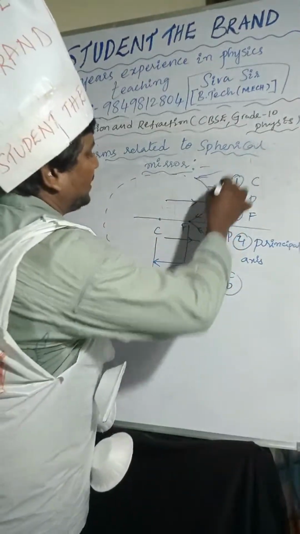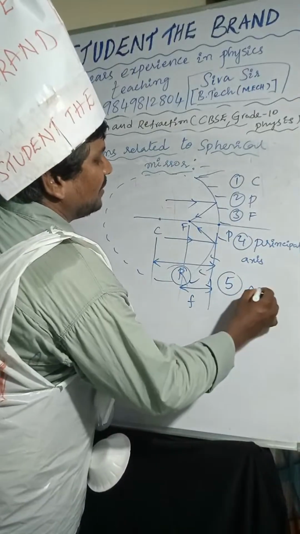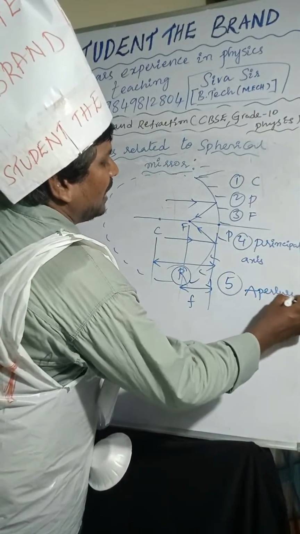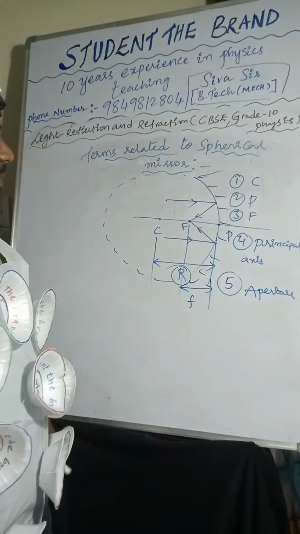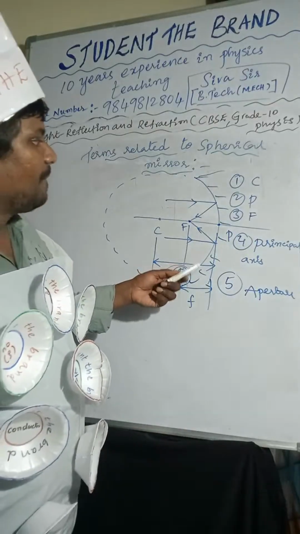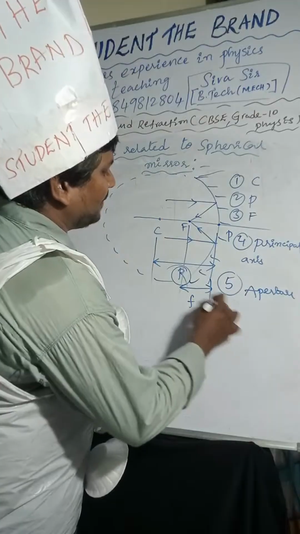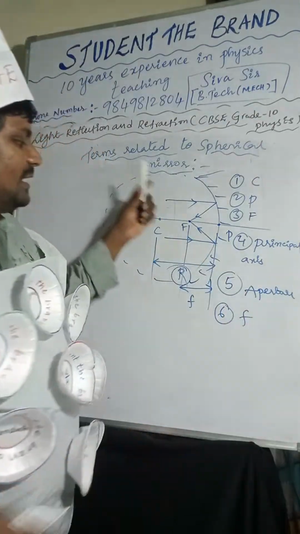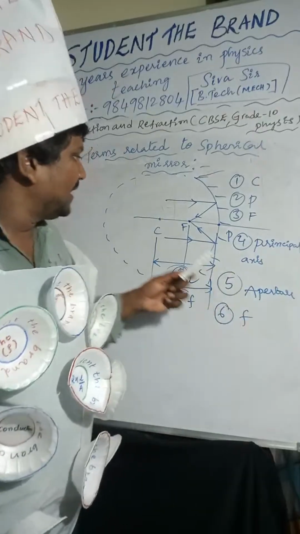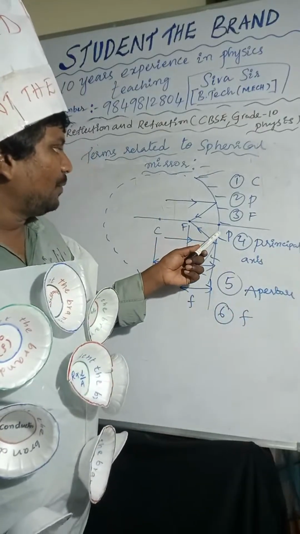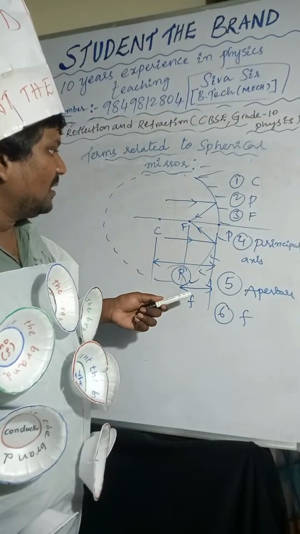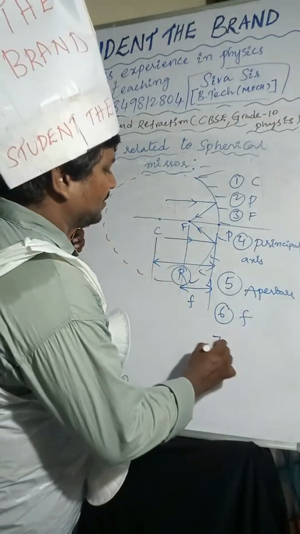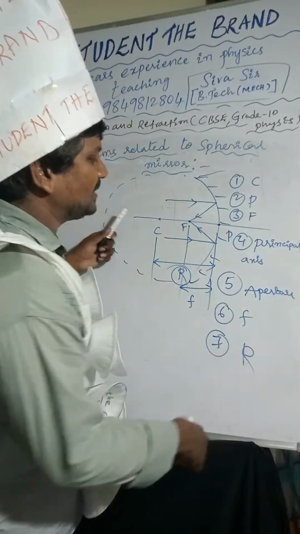The width of the mirror is called the aperture. The focal length is the sixth point: the distance between the focus and the pole. So these are the six points. Once again you can check: center of curvature, pole, focus. The radius of curvature is also there. The seventh one is the radius of curvature. So these are seven points.